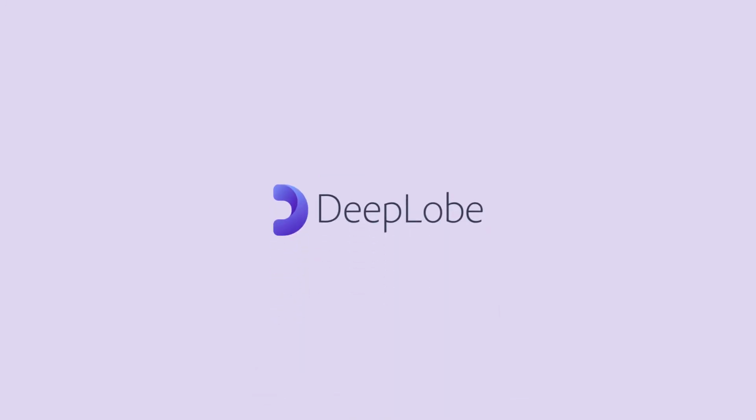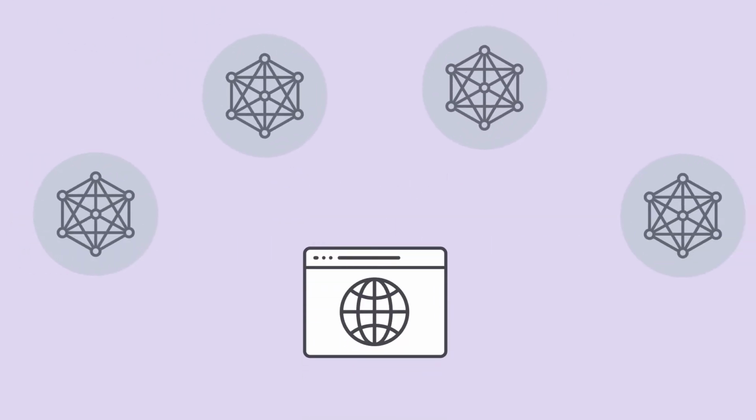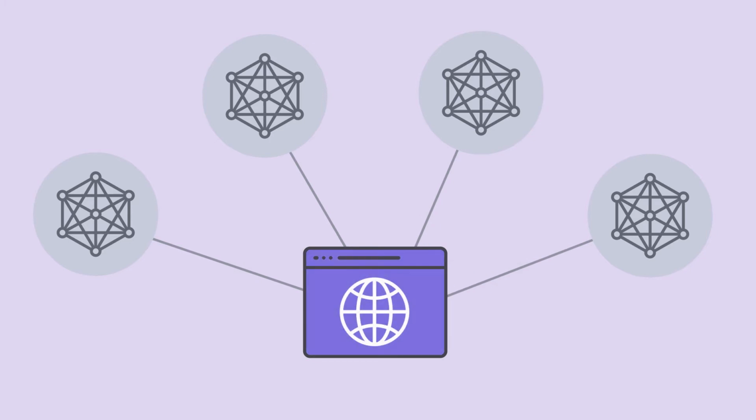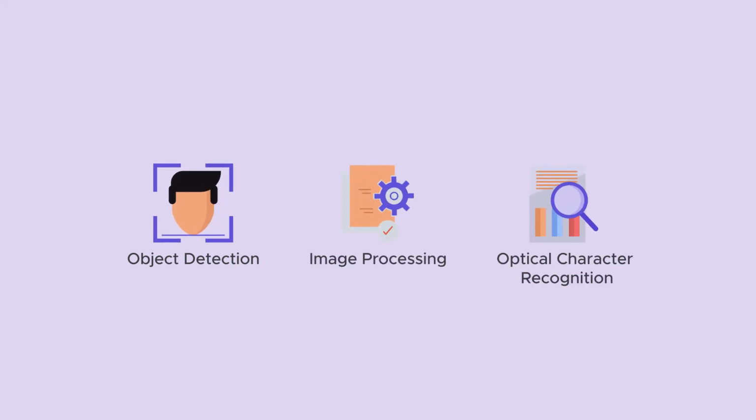Here comes DeepLobe AI, a machine learning API as a service platform that brings powerful ML models to your applications with simple API calls and makes them AI-powered. DeepLobe comes with a set of cloud-enabled APIs focusing on object detection, image processing, optical character recognition, and many more.